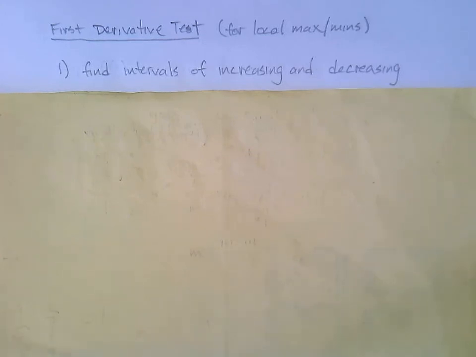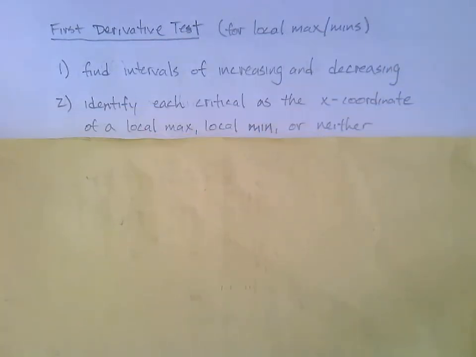Once we have the intervals of increasing and decreasing, there's really not a whole lot more to it. It will be very easy to identify each critical number that we marked on that domain line. It'll be easy to identify them as the x-coordinate of a local max, a local min, or neither. The truth is, the first derivative test just takes a very small step beyond finding the intervals of increasing and decreasing. That takes the vast majority of the time. Once you have that, the answer to what's a local max, what's a local min, and what's neither is just right there staring at you.